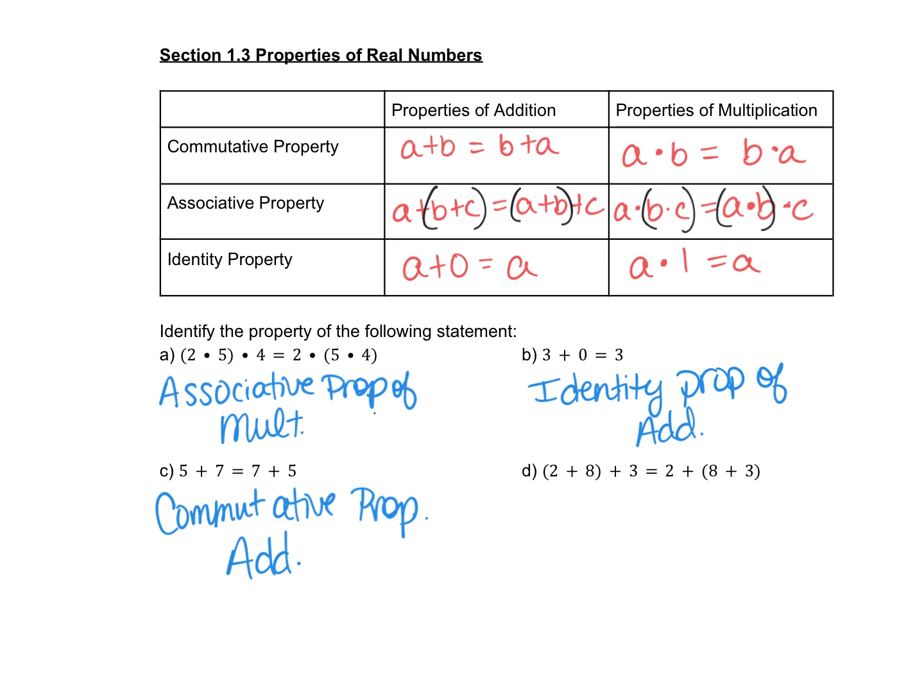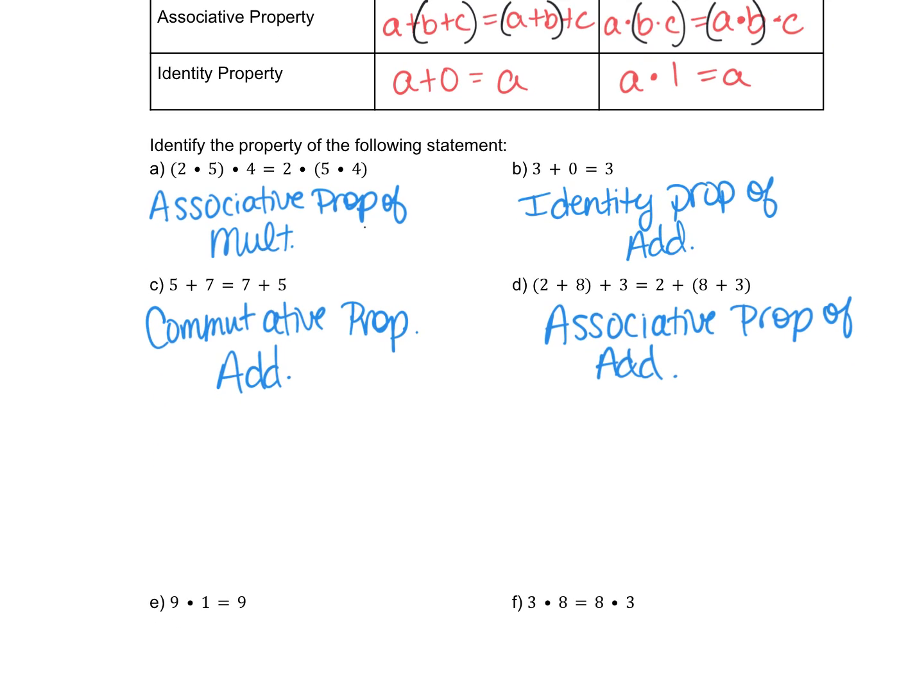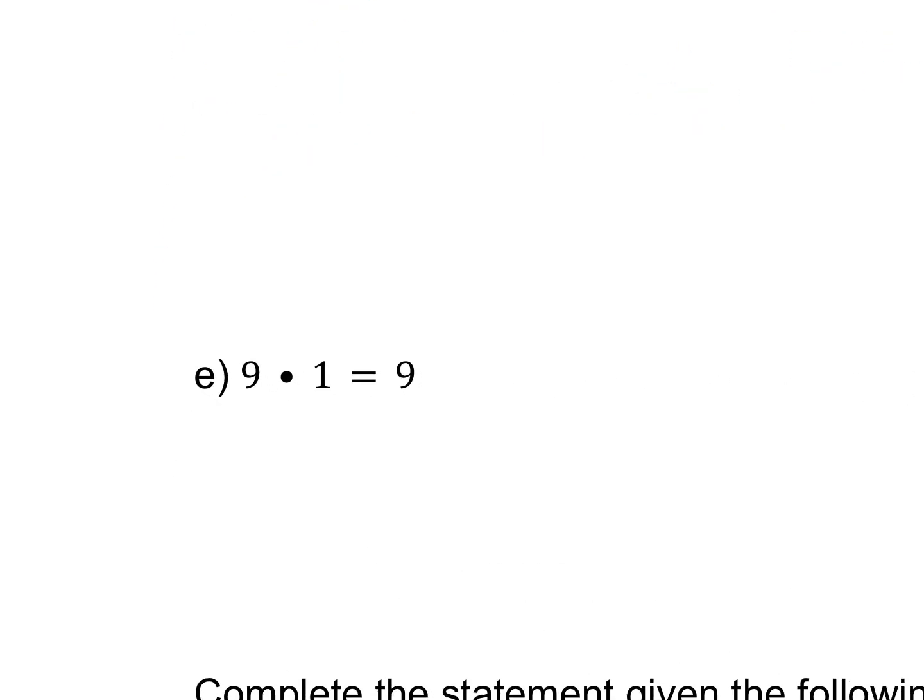Okay, letter D, more parentheses, so I know it's got to be the associative property. And what are they doing? Are they adding or are they multiplying? Looks like they're adding, so associative property of addition. Okay, this one, oh, it's on the next page. So 9 times 1 equals 9. That would be the identity property. And then what are they doing? Well, they're multiplying. So identity property of multiplication.